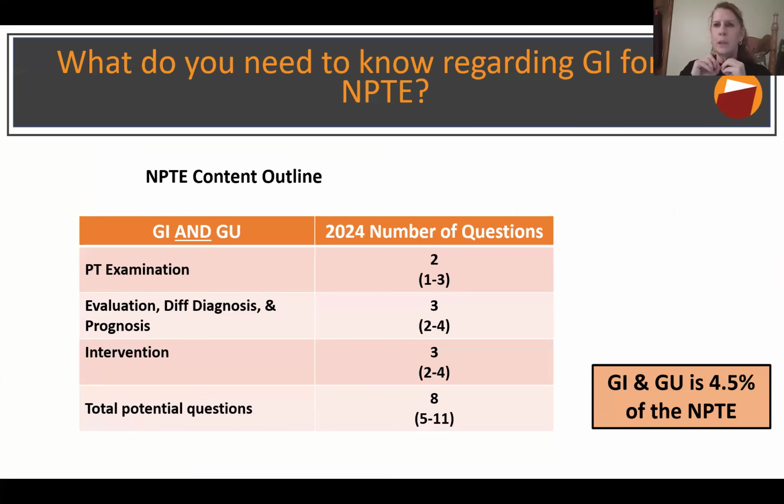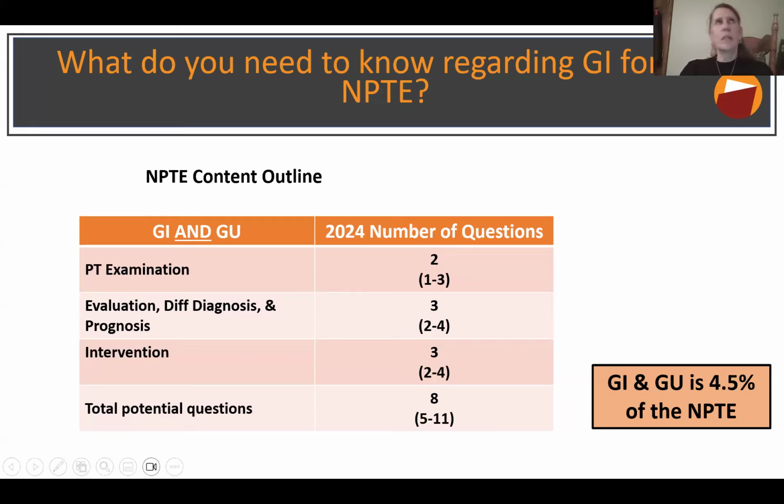Okay, so for the exam, 4.5% is GI and GU. You're going to get about 2 questions in PT examination, about 3 in differential diagnosis, and about 3 in interventions. And so your total questions for GI and GU are around 8. Okay, so not a huge area, but one that some people are a little weaker on.